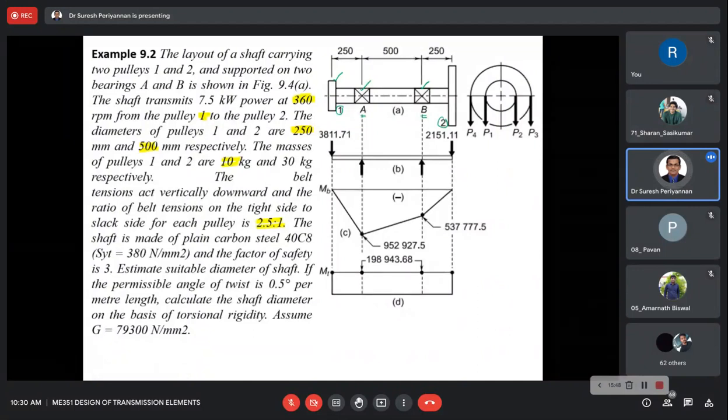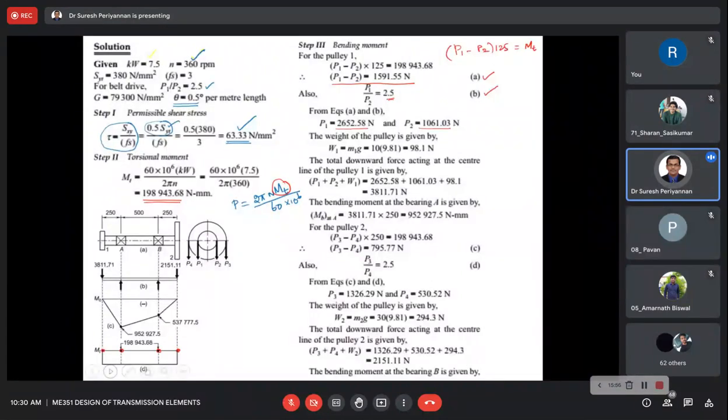Already given in the problem: 10 kg, 10 kg and 20 kg. This is the pulley weight. Pulley 1 is 10 kg, pulley 2 is 30 kg. This also has to be considered. Hence, what is the total vertical load acting on pulley 1?